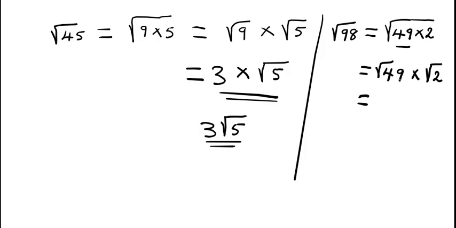Then what is the value of square root 49? Square root of 49 is going to give us 7. Then multiplied by square root of 2. So this will now give us 7 root 2 as your answer. I hope that is well understood. Let's go ahead and take another example.